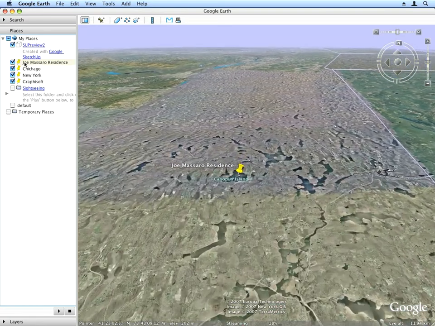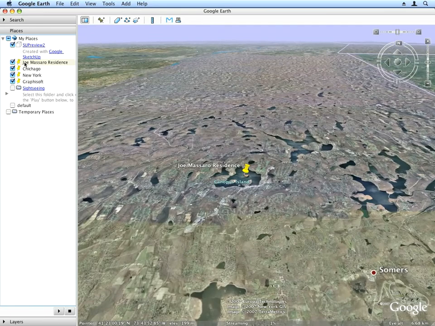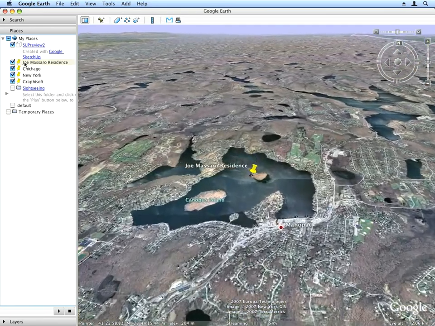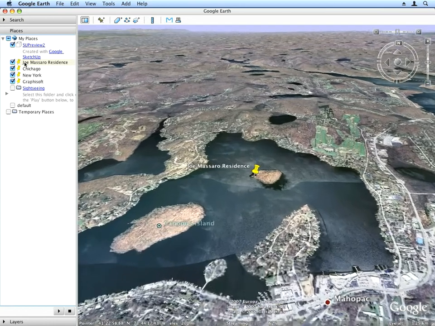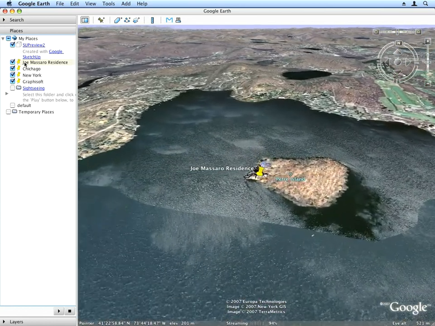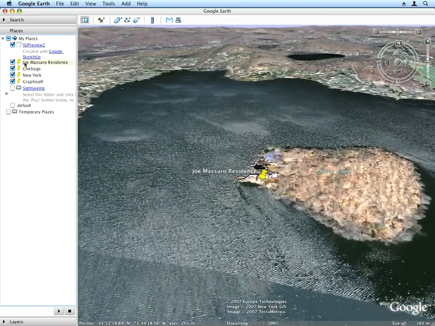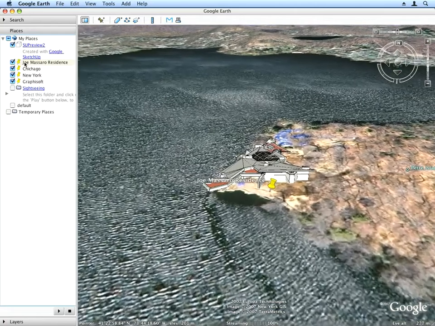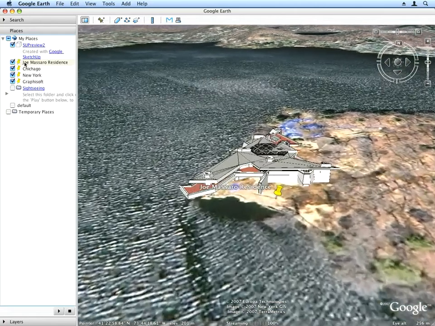And it might never have been built had Joe and Barbara Massaro not discovered a perk that came with the 11-acre island on Lake Mahopac in New York that they bought in 1995. Frank Lloyd Wright had created preliminary drawings for a house to be built on the island for one of its previous owners. The Massaros ran the plans by a Frank Lloyd Wright expert architect, Thomas A. Hines.